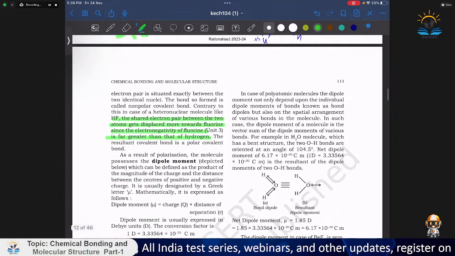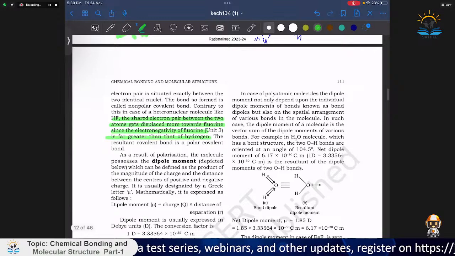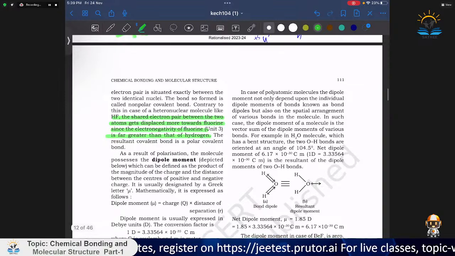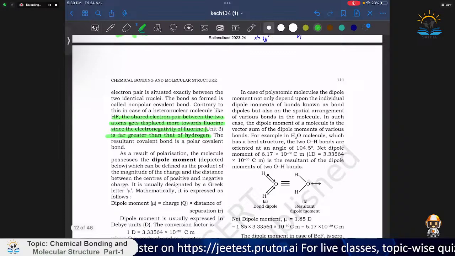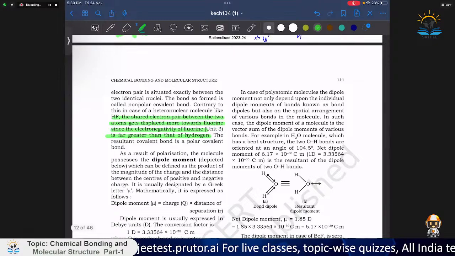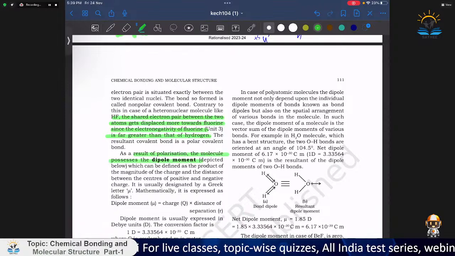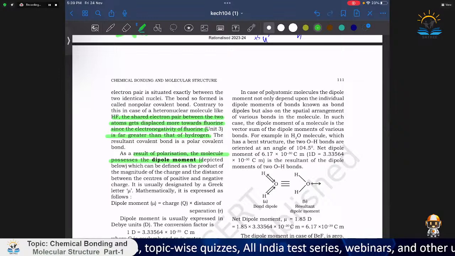As a result of polarization, the molecule possesses a dipole moment, which can be defined as the product of the magnitude of charge and the distance between the centers of positive and negative charge. It is designated by mu, and the formula is charge into distance. The unit of dipole moment is the Debye, and 1 Debye is this much in Coulomb meters. For HF, this is the direction of the dipole moment, and this is how a dipole moment is expressed. This arrow symbolizes the direction of shift of electron density.